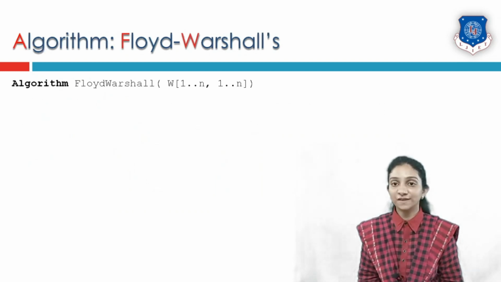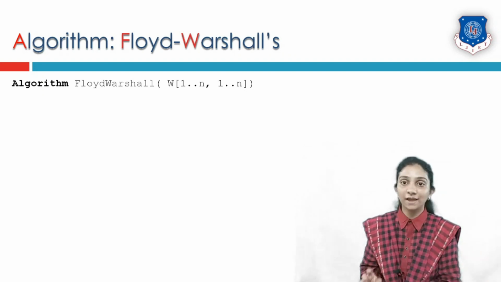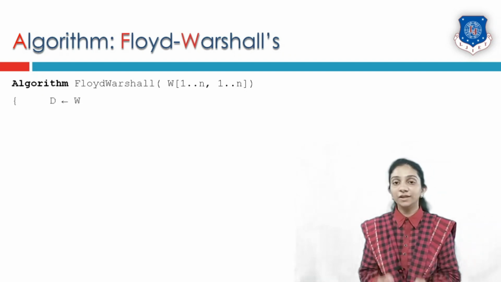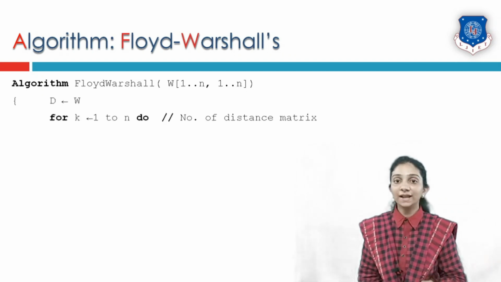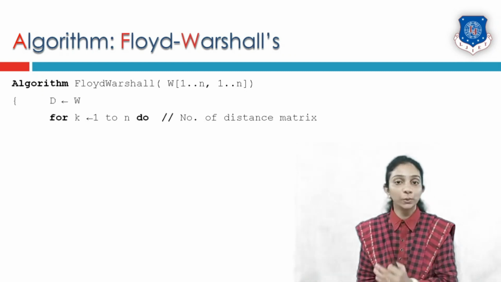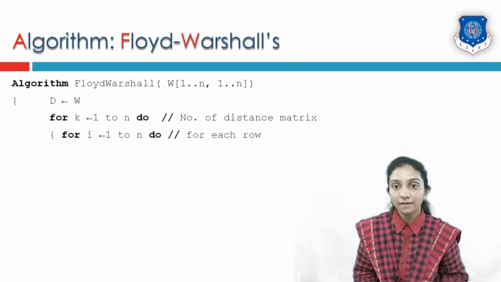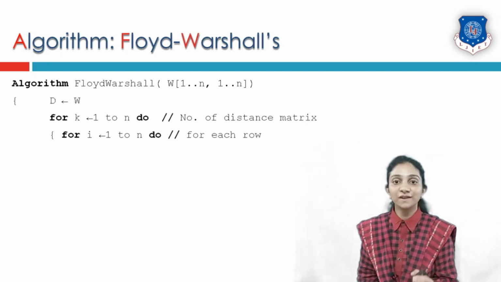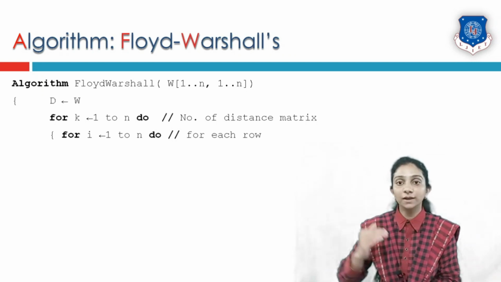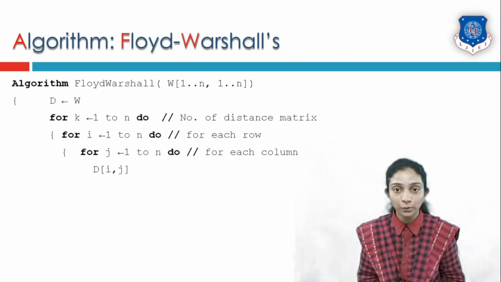The algorithm for the same is very simple. Floyd-Warshall algorithm takes weight matrix which is having 1 to n rows and 1 to n columns. Your distance matrix will become weight matrix initially. We are calculating this matrix from 1 to n times. That's why for k is equal to 1 to n. We are calculating for each row and for each column. So rows are starting with i is equal to 1 and going up to n, and columns are starting with j is equal to 1 and going up to n.